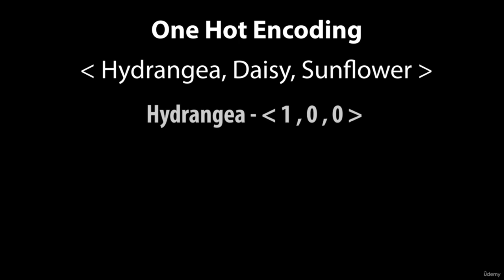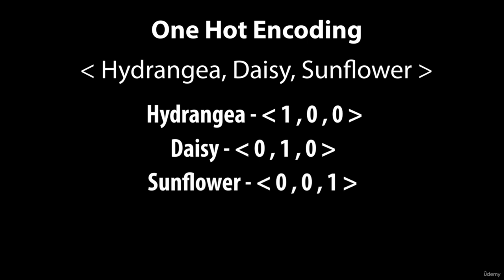Instead, we will be using something called one-hot encoding. So, if we think of the number 1 representing true and the number 0 representing false, then we could say that an output of 1, 0, 0 could represent a positive classification for a hydrangea. An output of 0, 1, 0 could represent a positive classification for a daisy. And an output of 0, 0, 1 could represent a positive classification for a sunflower.